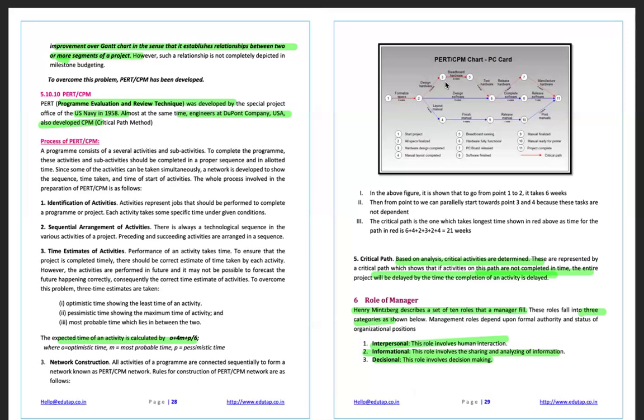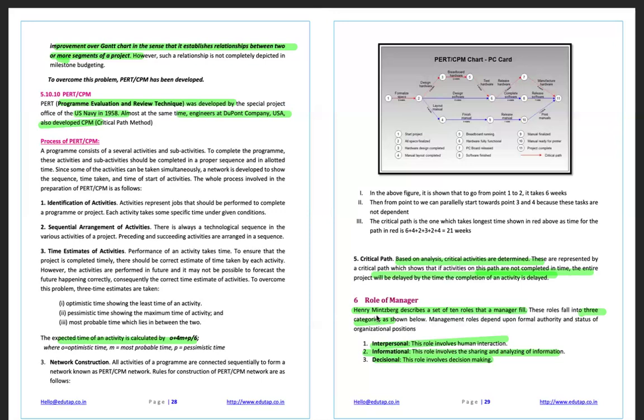The expected time of an activity is calculated by (O + 4M + P) divided by 6, where O, M and P are the optimistic, most likely and pessimistic times. So based on analysis, critical activities are determined. These are represented by the critical path, which shows that if activities on this path are not completed in time, the entire project will be delayed by the time the completion of an activity is delayed.